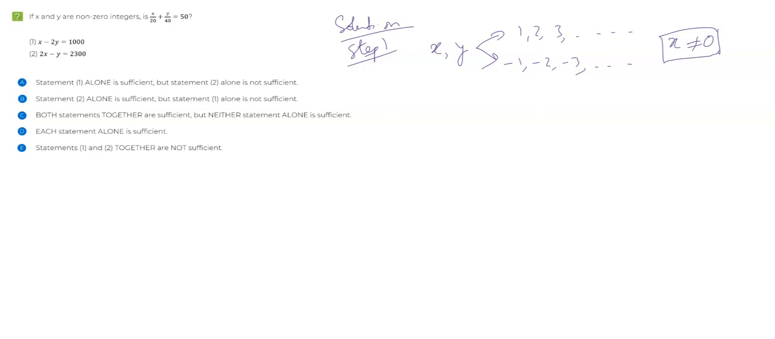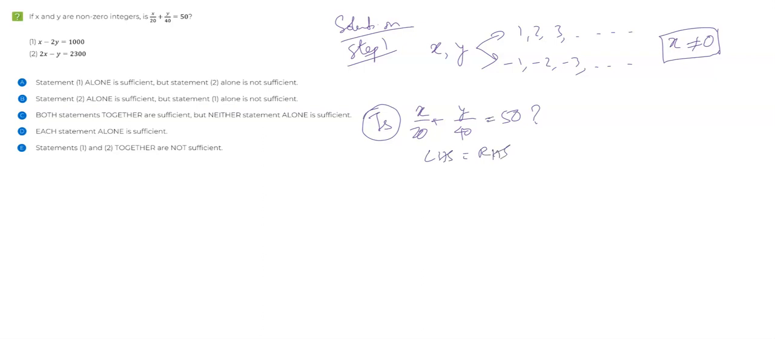Now what next? It's given that x and y are non-zero integers, is x/20 + y/40 = 50? Here the word "is" is written. What does this signify? This is basically the question asking us, is this expression, the left hand side, whatever you have here, equal to the right hand side or not?